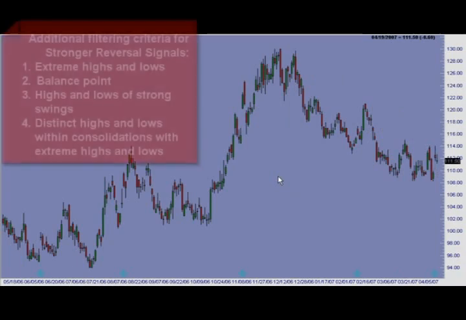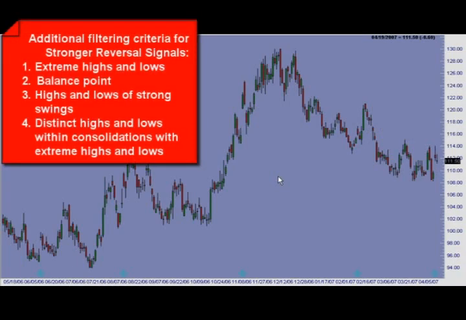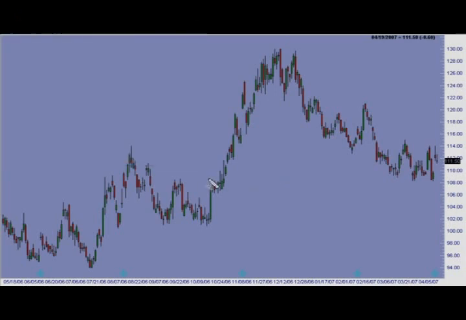We can also use distinct highs and lows that are contained within a large consolidation pattern, particularly when they're used with other significant highs and lows. An example can be seen here. The reality that there's a triangle pattern that develops, a descending triangle, and the consolidation pattern lasts for quite some time before it finally breaks higher.